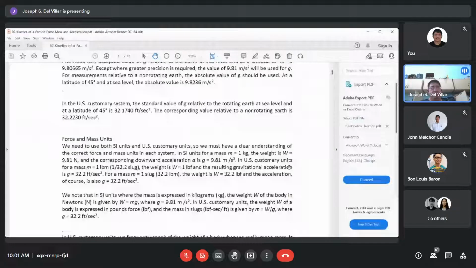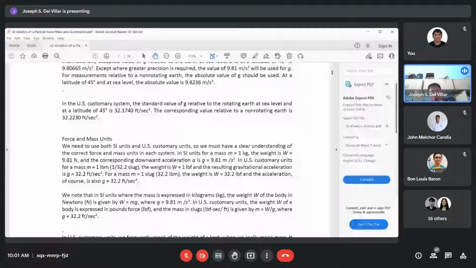Okay, the force and the mass units. So 1 kilogram mass accelerated by gravity would give us a force in terms of weight, if that acceleration corresponds to a downward acceleration. So that will give us 9.81 newtons.